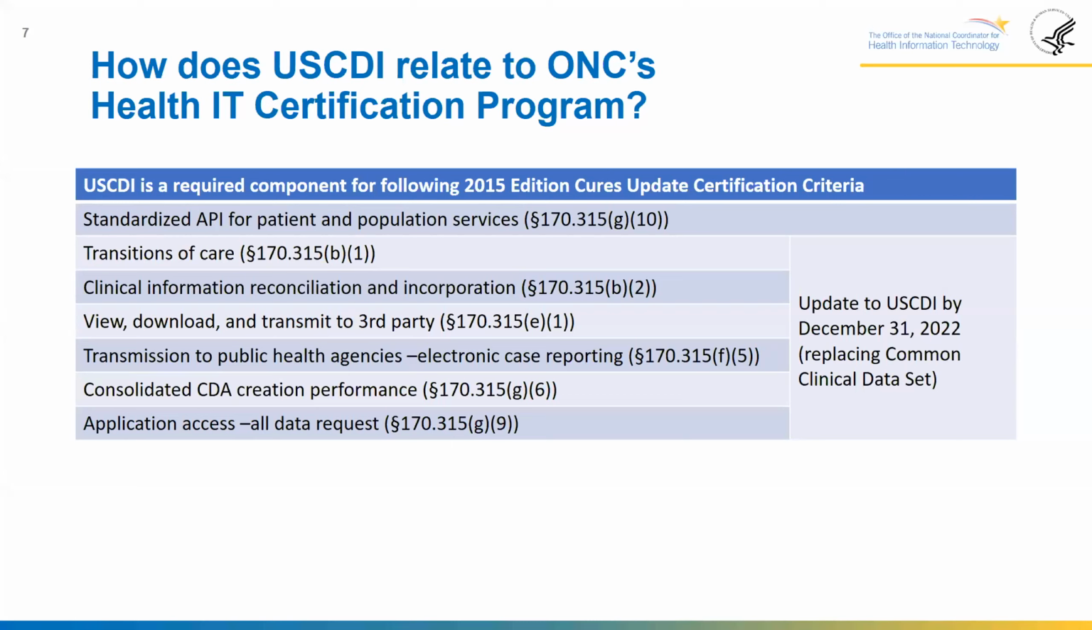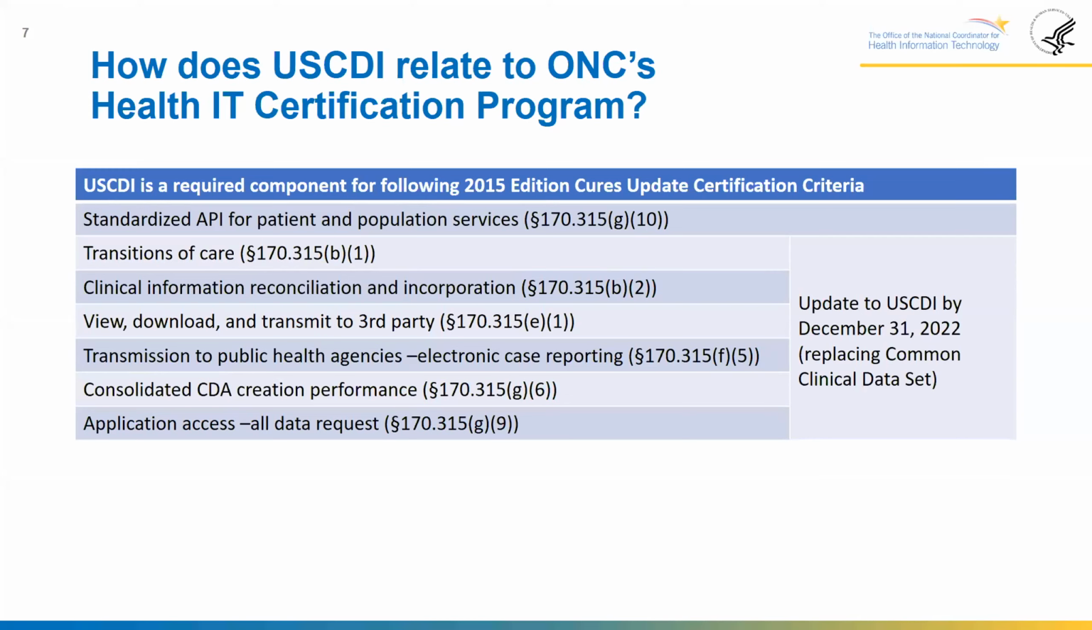The USCDI as a data set is a required component of these listed certification criteria, which are all new or updated in the 2015 edition Cures update, which we published last year. What this means, for example, for the new standardized API for patient and population services, or G10, is that systems who implement API technology, application programming interface technology, must respond to individual patient requests for their data that are mapped to all of the USCDI version 1 data elements. So the API has to be able to respond to each of the USCDI data elements.